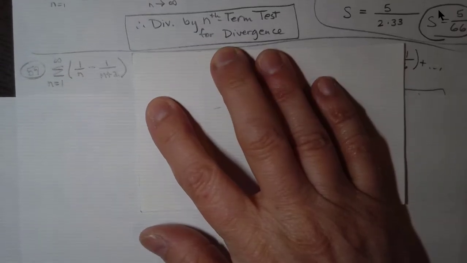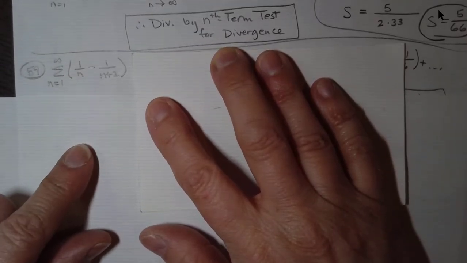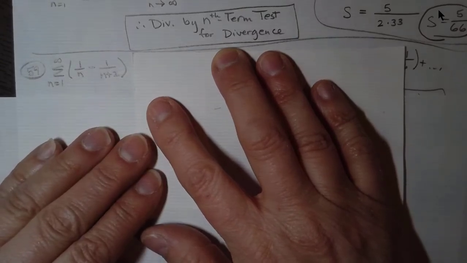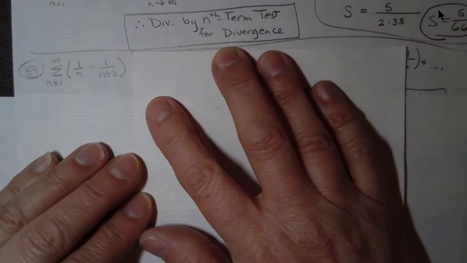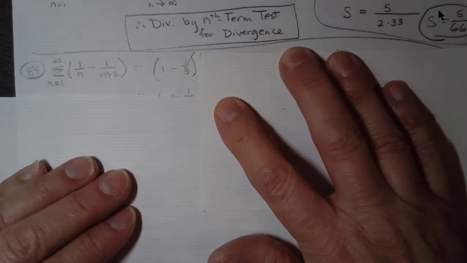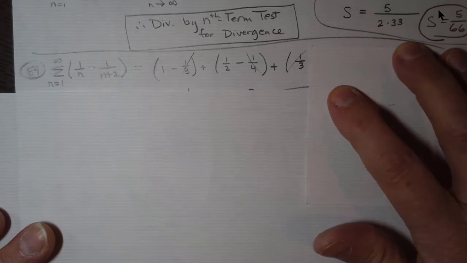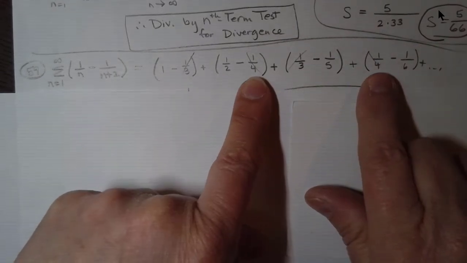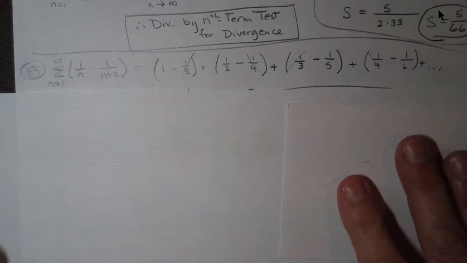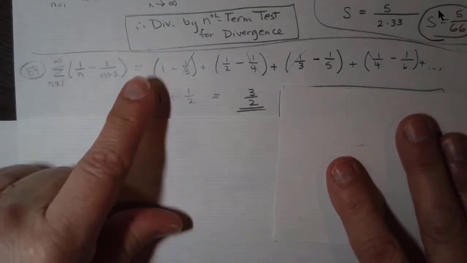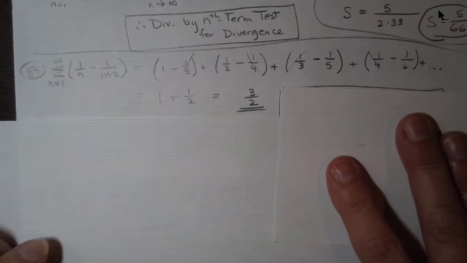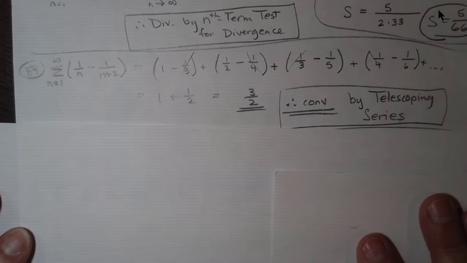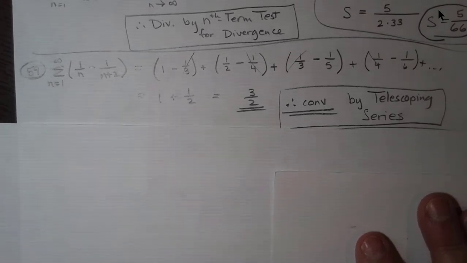All right, the series as n goes from 1 to infinity of 1 over n minus 1 over n plus 2. So what we see here is, again, it certainly is not geometric. What we can do is list out a few terms. You can see the 1/3 are going to drop out, the 1/4 are going to drop out, and if we continue, we will see that all we're left with is 1 plus a half, so that is 3/2. So this converges by the fact that it is a telescoping series.